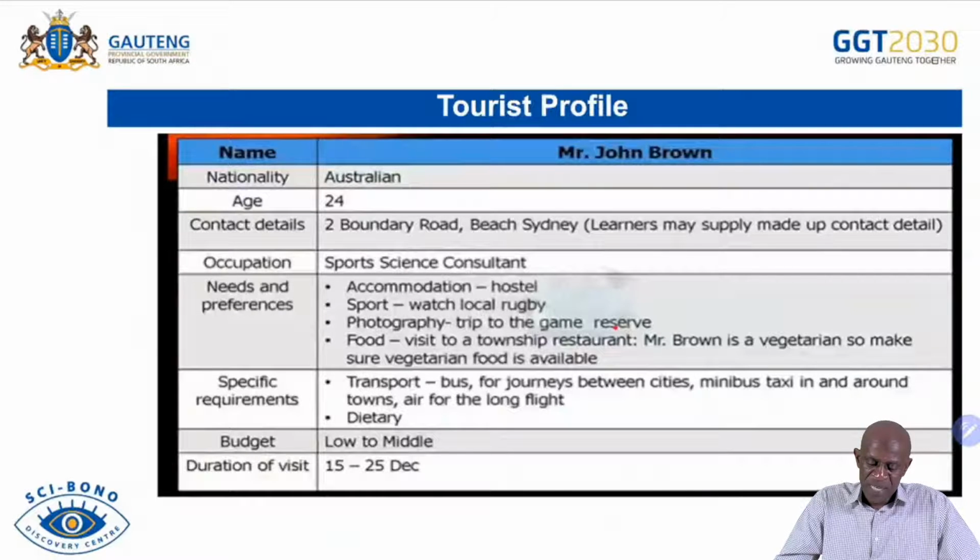So in the case of Mr. John Brown, his budget is between low and middle. It's low to middle. And the duration of the tour covers 10 days from the 15th of December to the 25th of December.